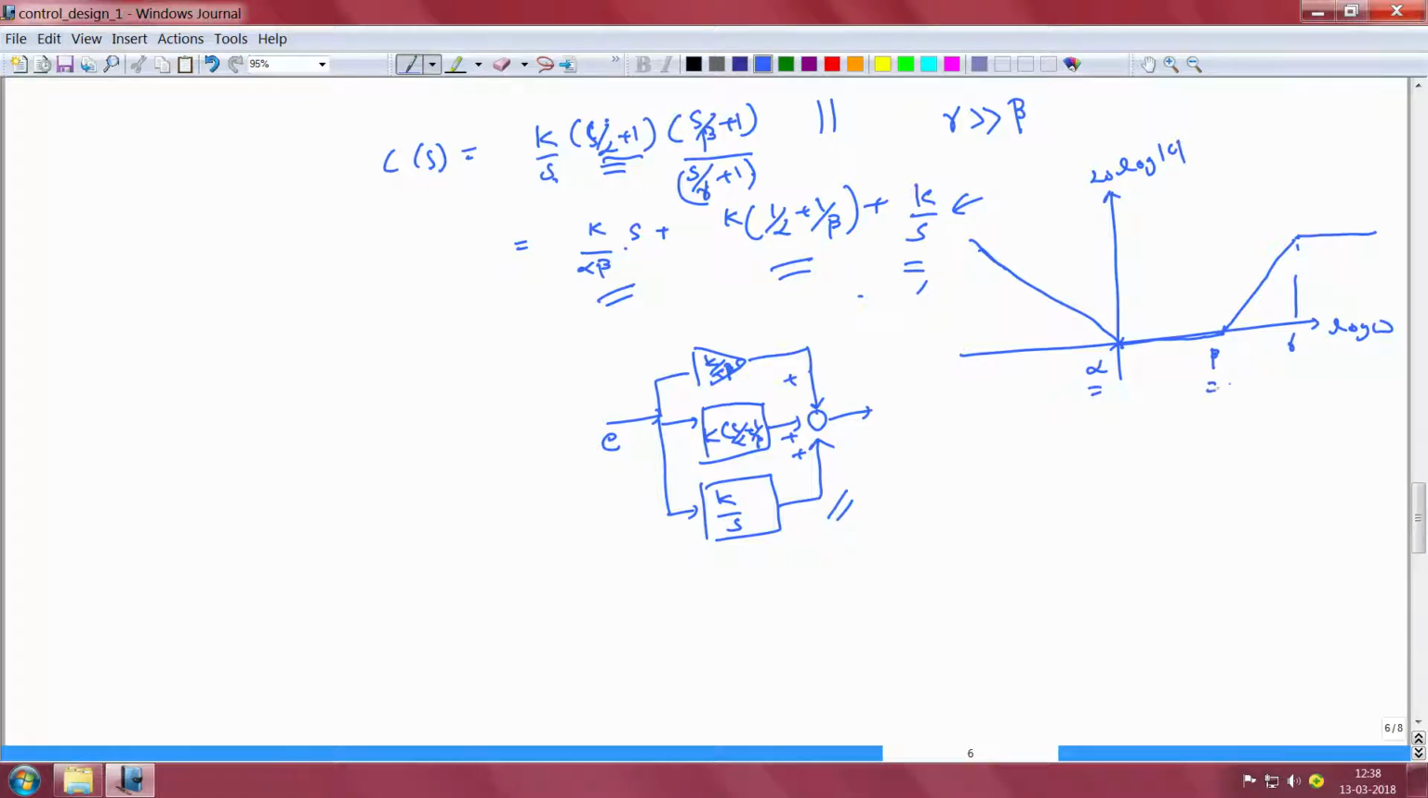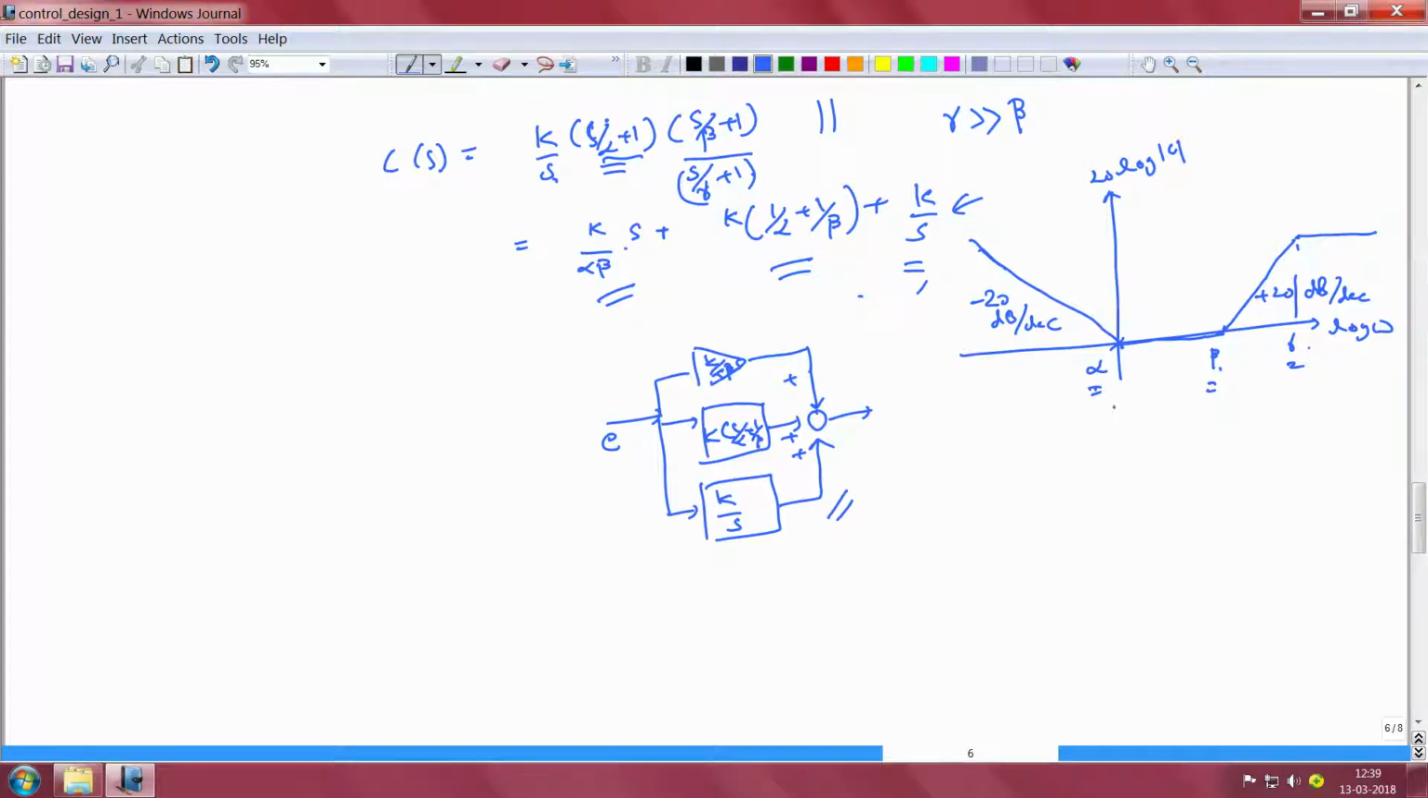Here I have used omega and log of omega interchangeably, so when I mark these points as alpha, beta and gamma, I mean that log of omega at this point is log of alpha, log of omega here is log of beta, and log of omega there is log of gamma. So this reduction is minus 20 decibels per decade, and the rise here is plus 20 decibels per decade.